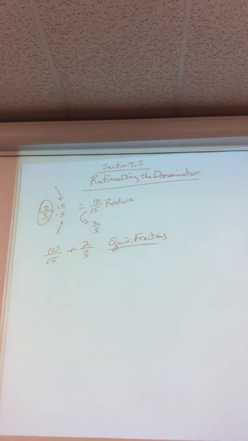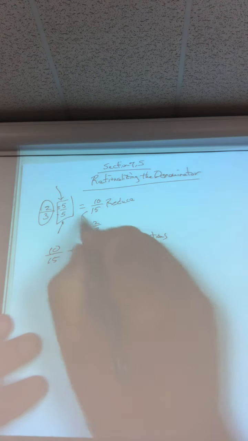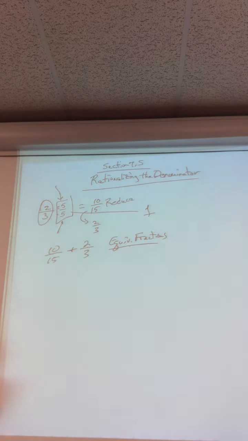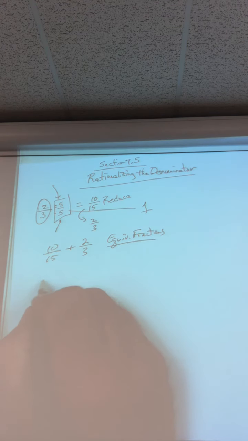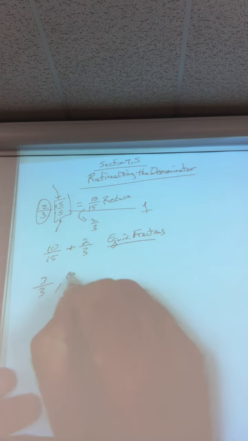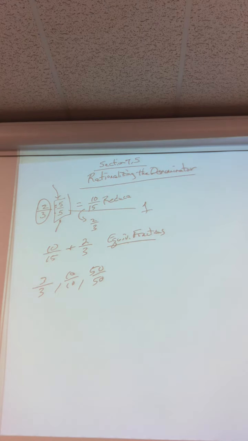Now, why does it work that way? Because look at what we're multiplying by. We're multiplying by 5 over 5. Well, what is 5 over 5? 5 over 5 is just 1. Matter of fact, this is a word I use. I call 5 over 5 a super 1. So anytime you multiply by a super 1, what's a super 1? 3 over 3, 10 over 10, 50 over 50. All of those are super 1s. So when you multiply by a super 1, you get an equivalent fraction.